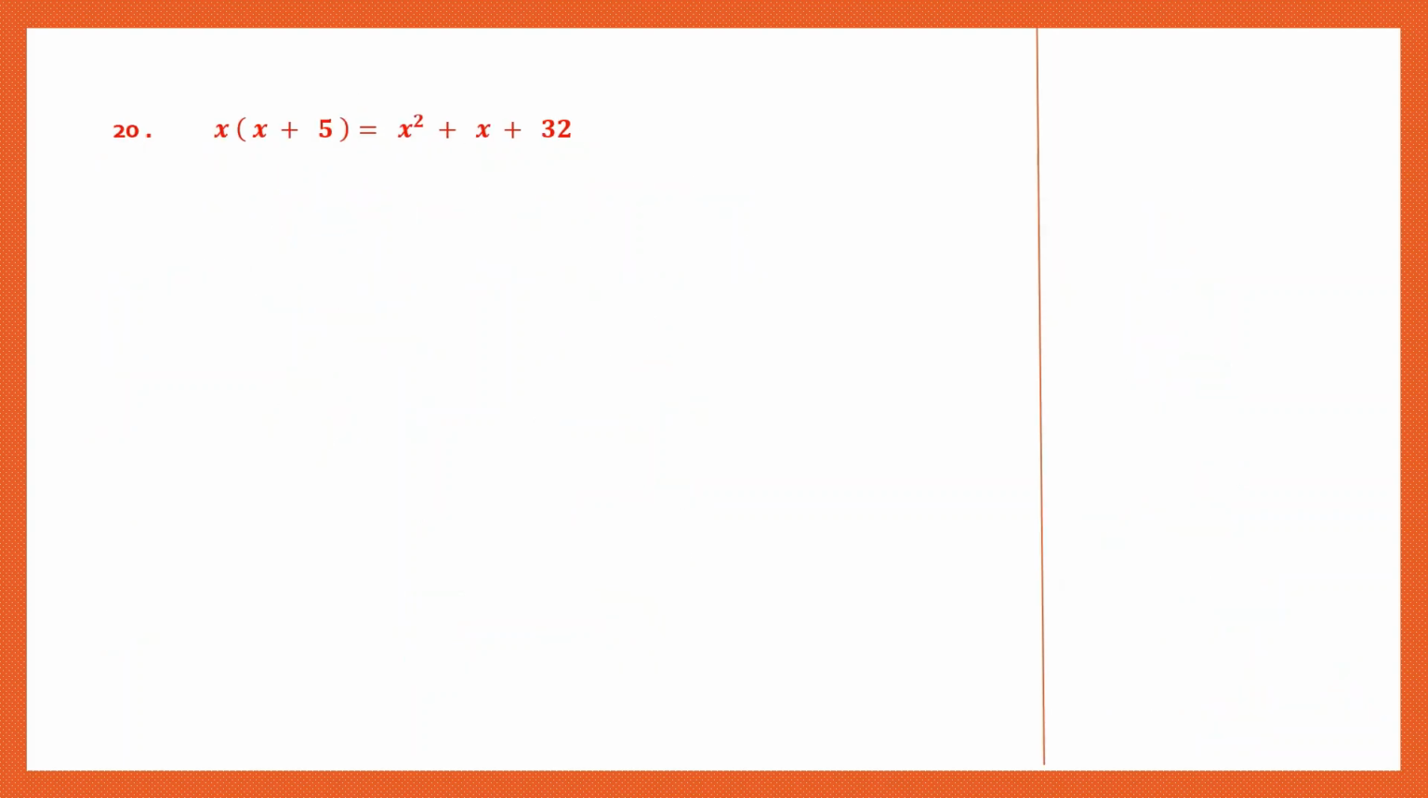Question 20. x into x. So let's work that out first. x into x is x to the power of 2, because x to the power of 1 into x to the power of 1. So plus, now we finished with this, we have to multiply x into 5. x into 5 is 5x. And on the other side, we have x square plus x plus 32.